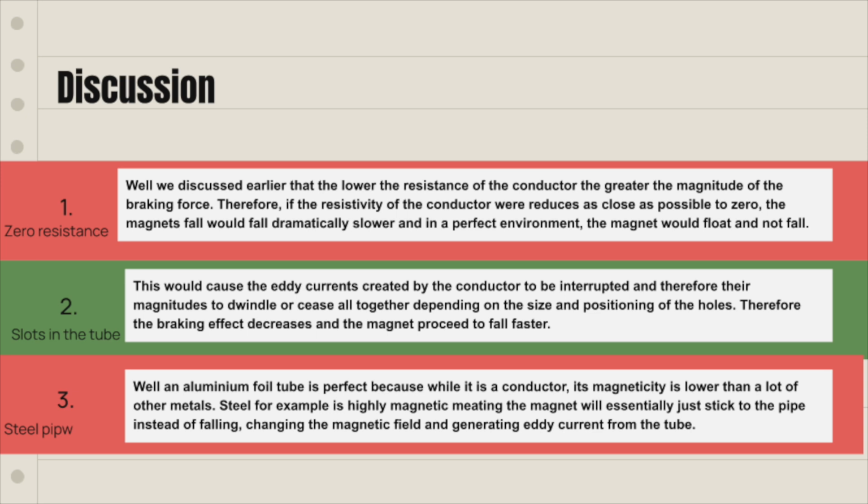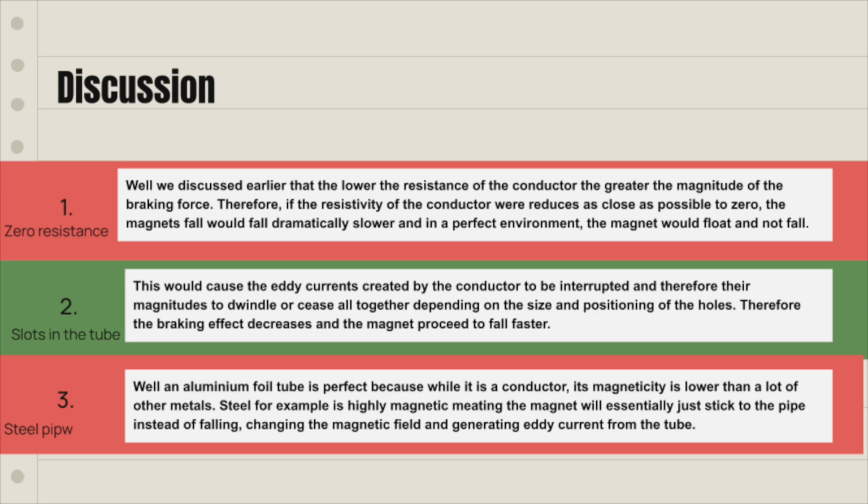Next, what if holes or slots were cut into the tube? How would this affect the ring currents in your model? This would cause the eddy currents created by the conductor to be interrupted and therefore their magnitudes to dwindle or cease altogether depending on the size and positioning of the holes, as it disrupts the shape of the cylinder. Therefore, the braking effect decreases and the magnet proceeds to fall faster.